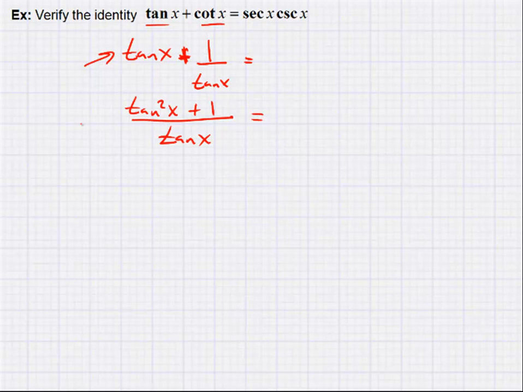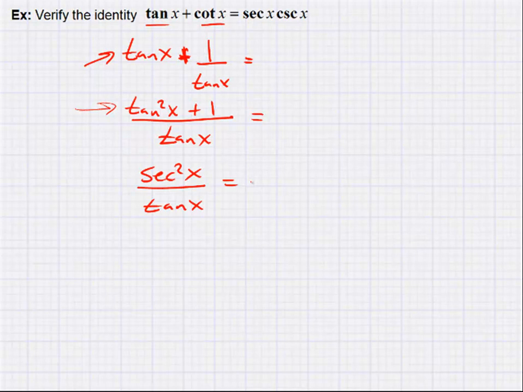Right? You may not have seen where this was going to go originally, but then this should stick out to you. What are you going to do here? Pythagorean identity, that's secant squared x over tangent x. Okay? So we're still not quite there yet. What else can we do?